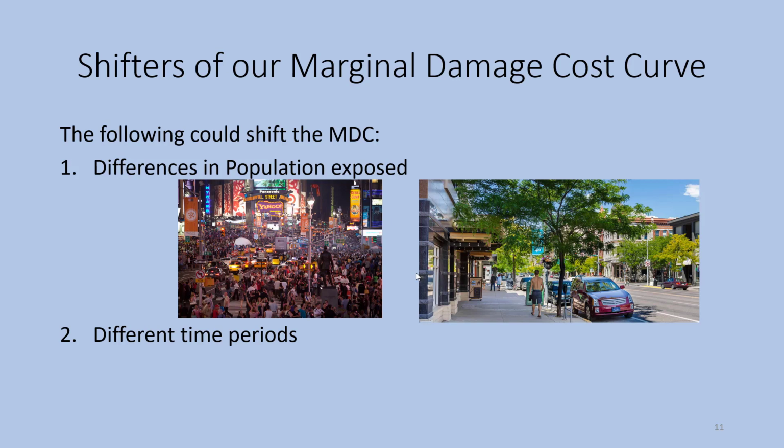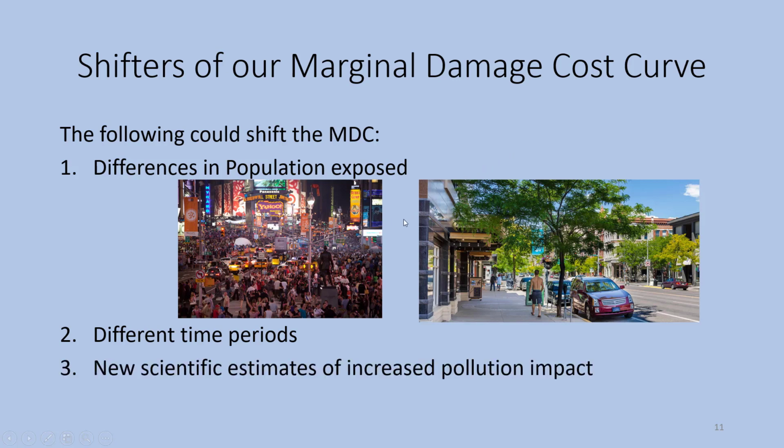So again, sometimes it just depends on what's happening there in terms of those emissions settling over a city or being blown away or being moved to other cities. And then something else that could affect where we place this MDC curve are new scientific estimates on the impact of this pollution. So if we find out that this pollution is more harmful than we originally thought, that could be something that shifts that marginal damage cost curve up and again yields more total damage costs and a higher cost per emission at the same number of emissions.